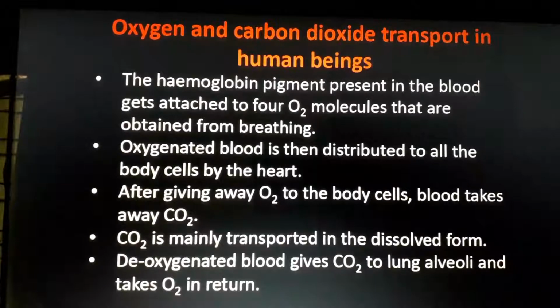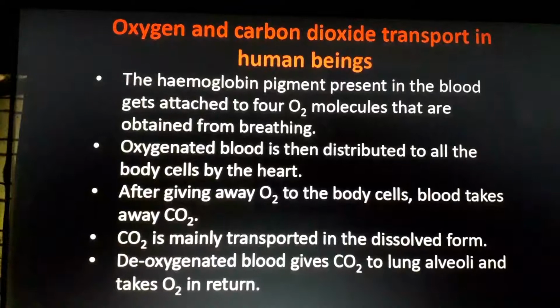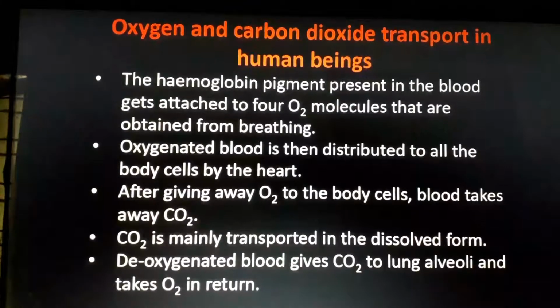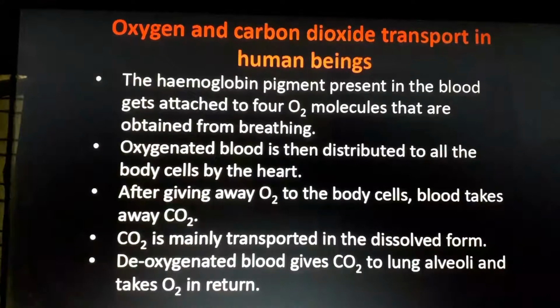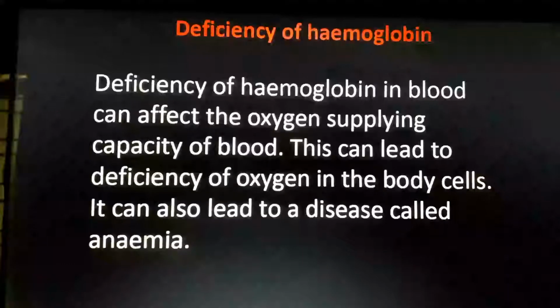And this carbon dioxide, what about that? Carbon dioxide is a very good swimmer. Okay. It easily dissolves in blood. So there is no need of any extra thing to carry carbon dioxide. Okay? Understood? The hemoglobin pigment present in the blood gets attached to the 4 O2 molecules. Okay, leave it. All these things are very simple. Already we discussed all these things. Any extra things are there?